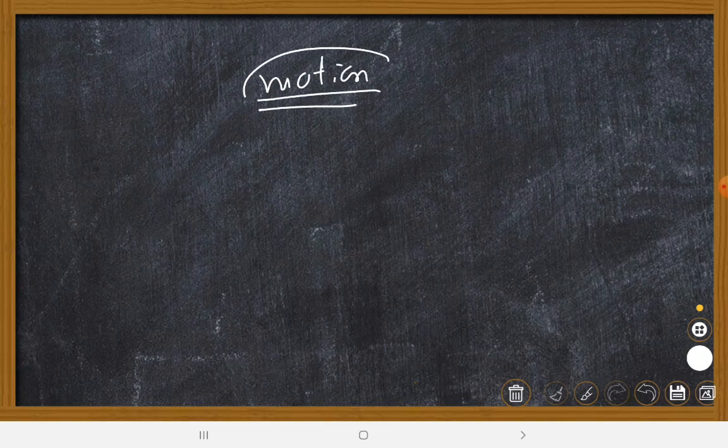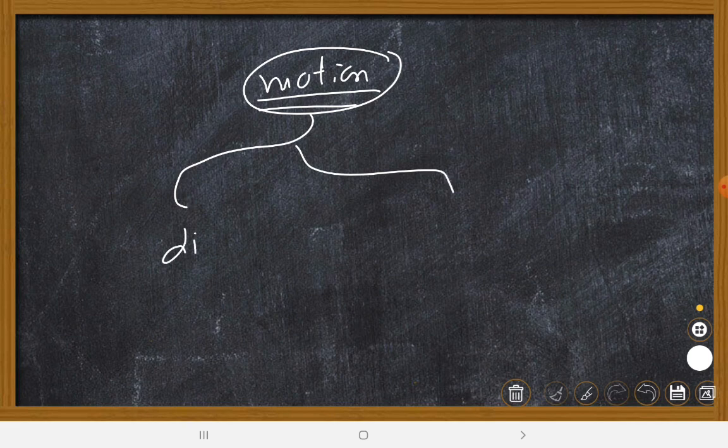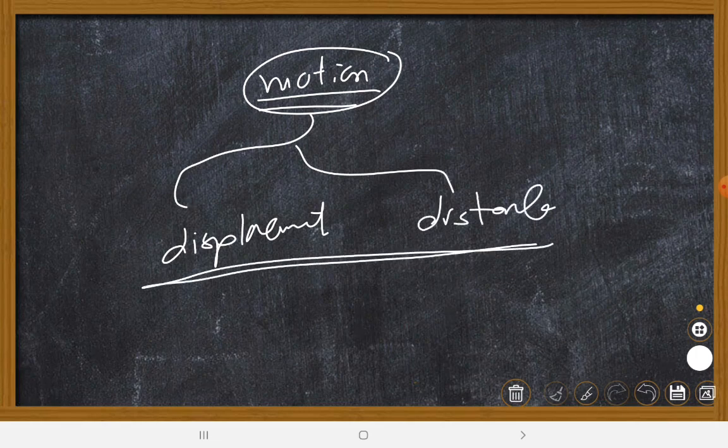As we have talked before about motion, I'm going to tell you the difference between two terms, displacement and distance. What is the difference between these two terms? For example, I want to give you an example and you should guess the answer, okay?